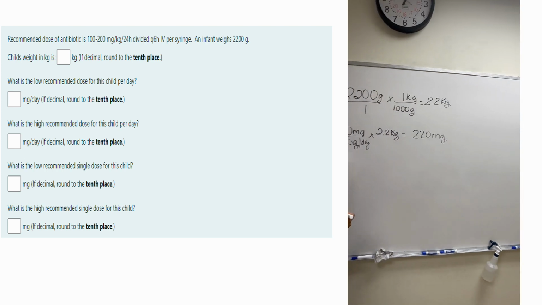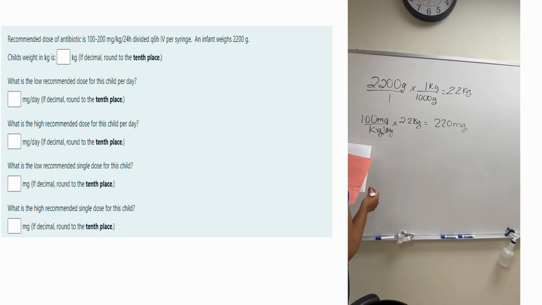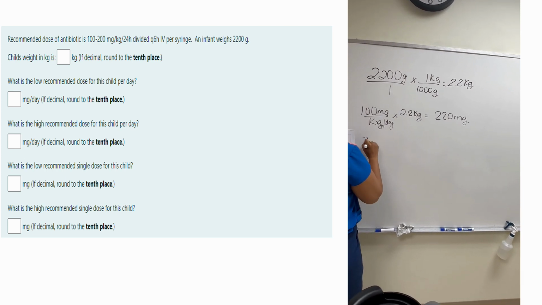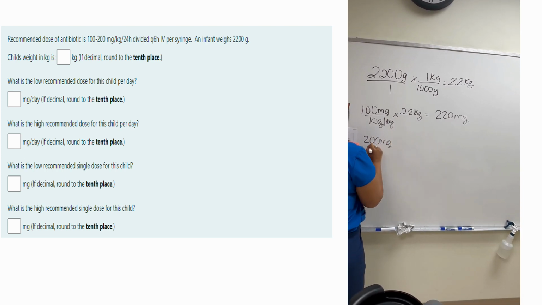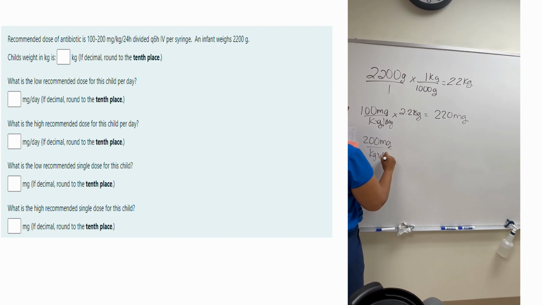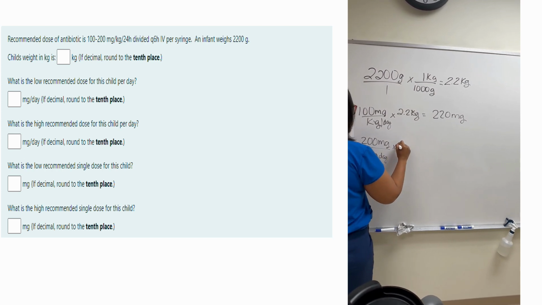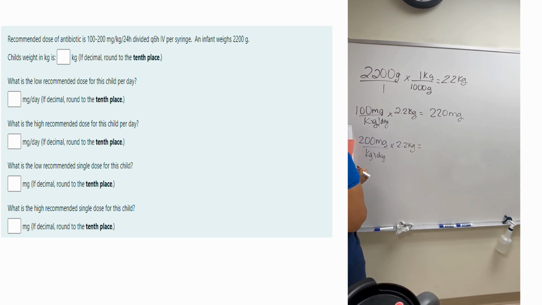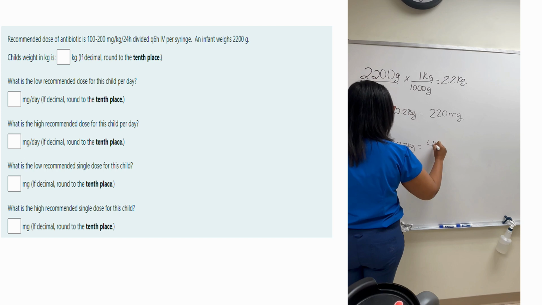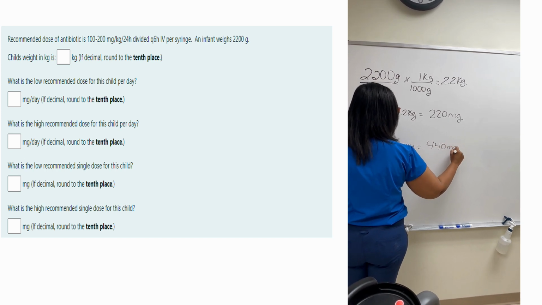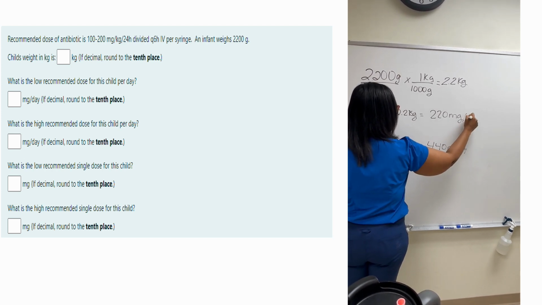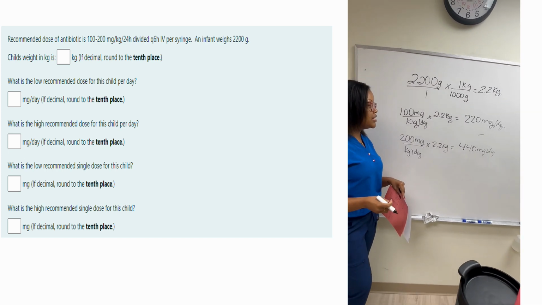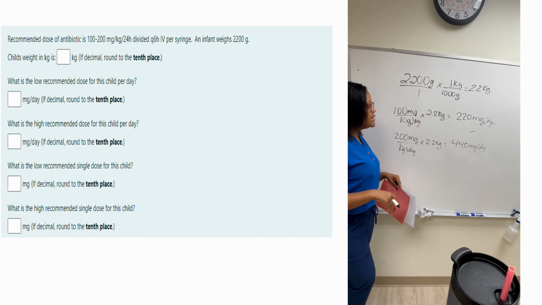All right, so now let's do the child's highest dose that they can receive. So we go back to the problem, and it says 200 mgs per kg a day. We're going to multiply it by the child's weight of 2.2 kgs. So we're just going to multiply 200 times 2.2, and we're going to get 440 mgs per day. All right, so now we have our range. Our range is going to be 220 mgs to 440 mgs a day.